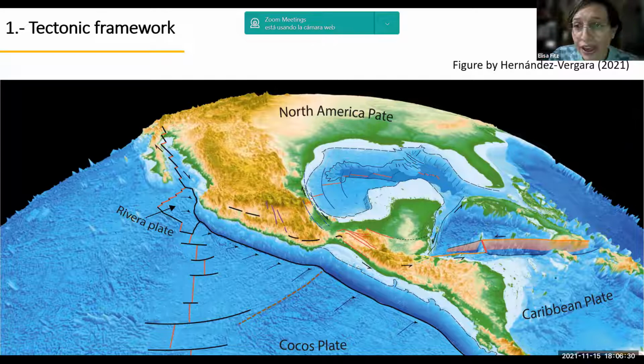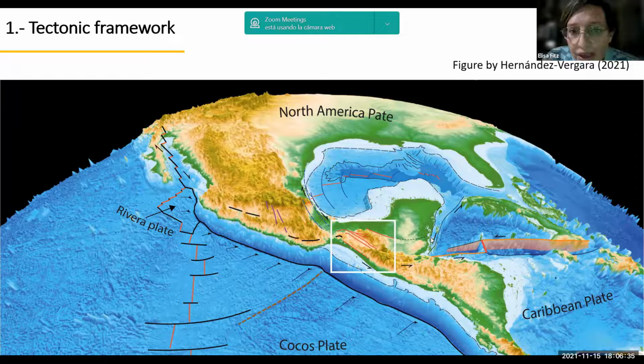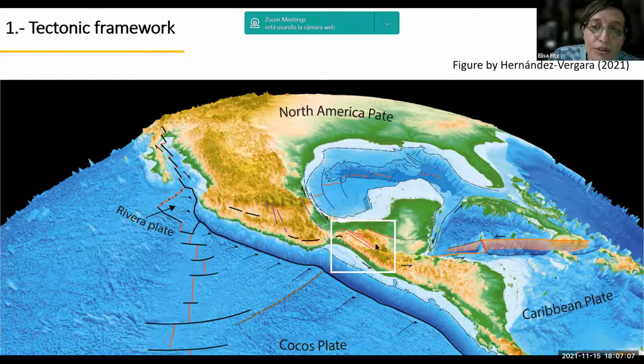So this is a figure in which I'm briefly going to explain to you the tectonic framework of the area that I will be talking about. This area is located right where you see that white square, right at the triple junction between the North American, the Cocos, and the Caribbean plate. So right in the region where the subduction zone between the Cocos plate and the North American plate merges somehow with the transform edge between the Caribbean and the North American plate, which is a sinistral transform fault system that you can see in this region.